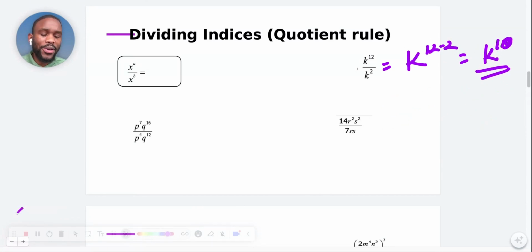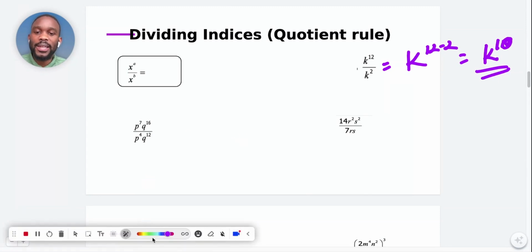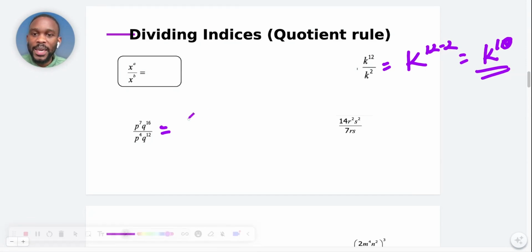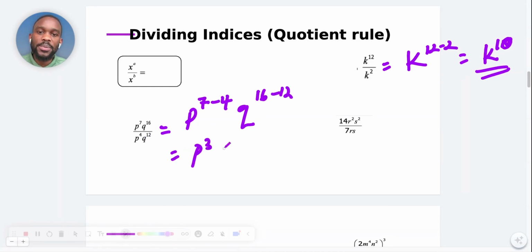Okay. Another thing we're going to do is always collect like terms. Deal with the k's alone, deal with the x's alone, deal with the q's alone, deal with the constants together. So we are having p to exponent 7, but down here, divide by p to the exponent 4. So this will be p to the exponent 7 minus 4. And then q exponent 16, but there is a division, divide by 12. So this will give us p exponent 3, q exponent 4, right?